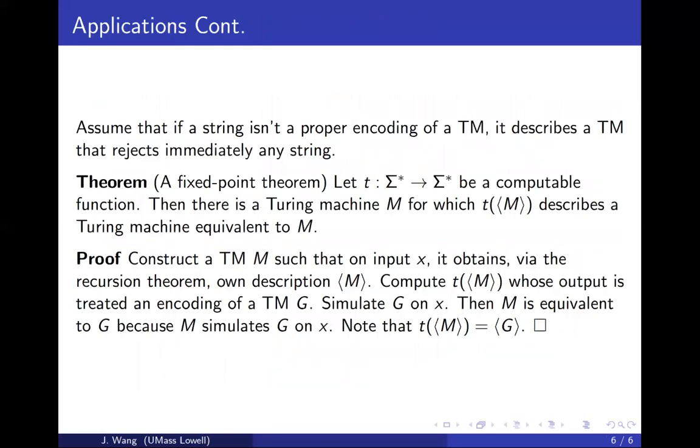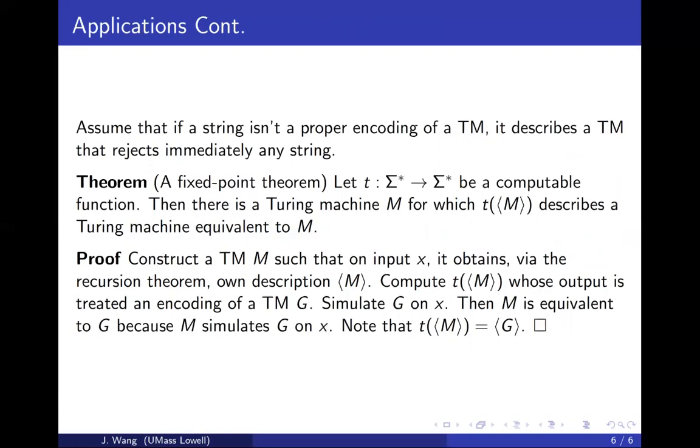So let's look at one more application. Assume that if a string isn't a proper encoding of a Turing machine, it describes a Turing machine that rejects any string immediately. This is just an assumption, because any binary string can be viewed as an encoding of a Turing machine, but it may not be a legal encoding. If it's not a legal encoding, then we just assume it is a Turing machine that rejects anything. From here, we can have the following result, which is also called a fixed point theorem.